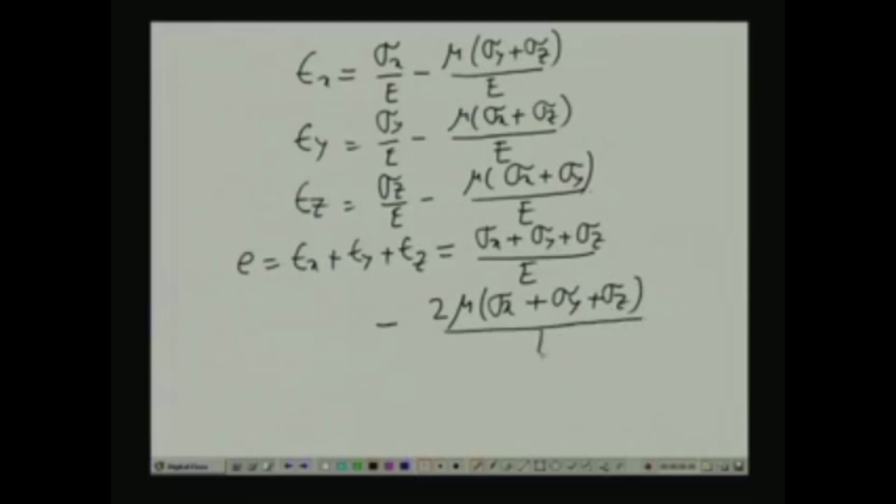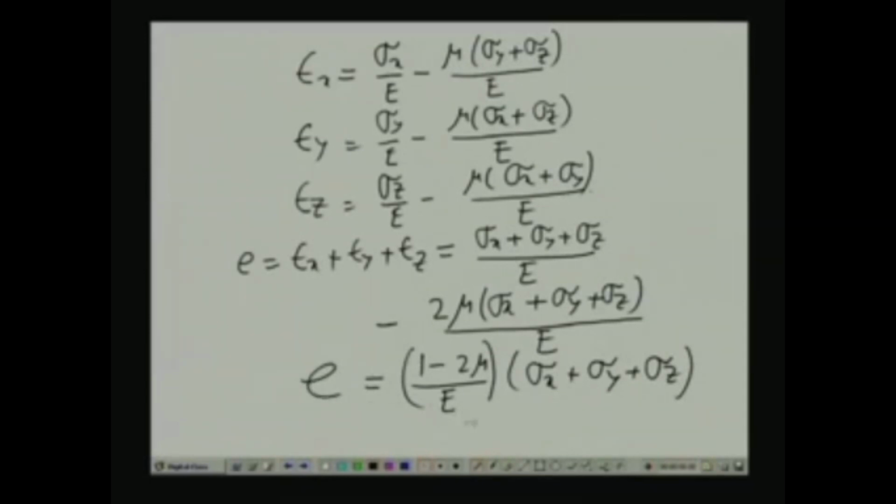this divided by E, and this is equal to (1 minus twice mu) by E times (sigma x plus sigma y plus sigma z). So, e is related to the stress as e equals (1 minus twice mu) by E times (sigma x plus sigma y plus sigma z).